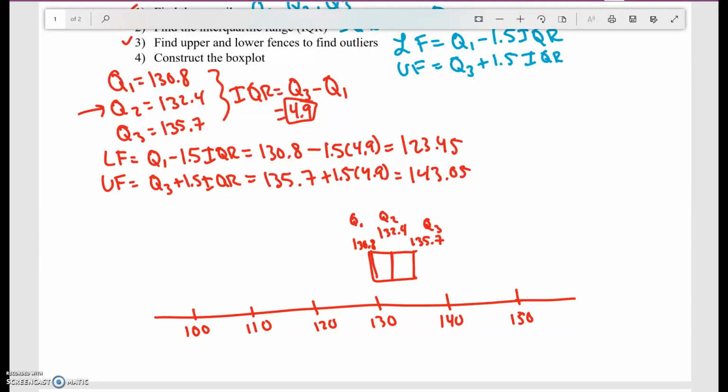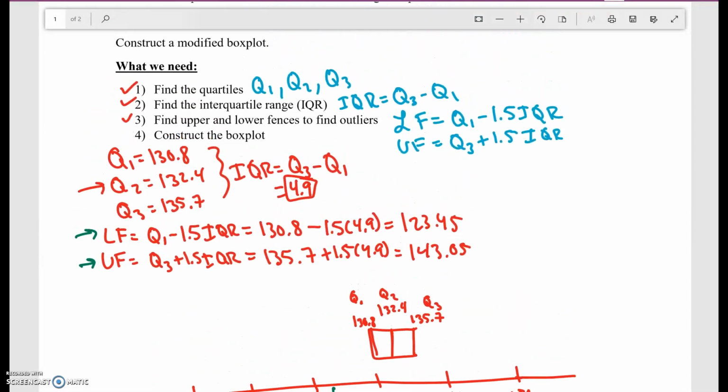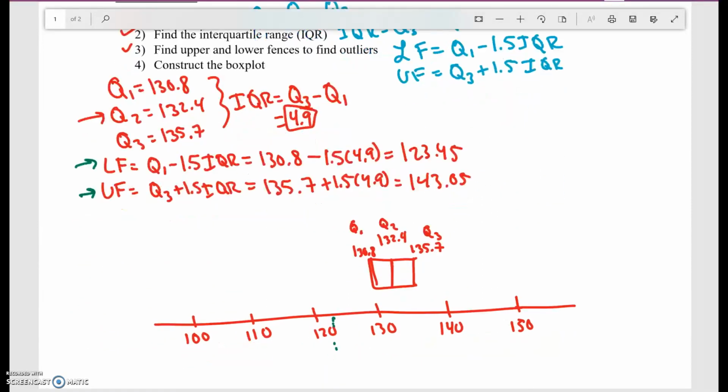Now, before I draw my hinges, I need to look for my lower fence and my upper fence. My lower fence is going to be 123.45. So 123 is around here. I'm not going to do anything here, I'm just going to write a little dot. So anything lower than that will be an outlier. If I look for anything lower than 123, here's one. And that's it. So 110.2 is an outlier. I'm going to write that 110.2, which is right here. So this 110.2, guess what? You're an outlier. You can draw a dot or a little asterisk or whatever you want.